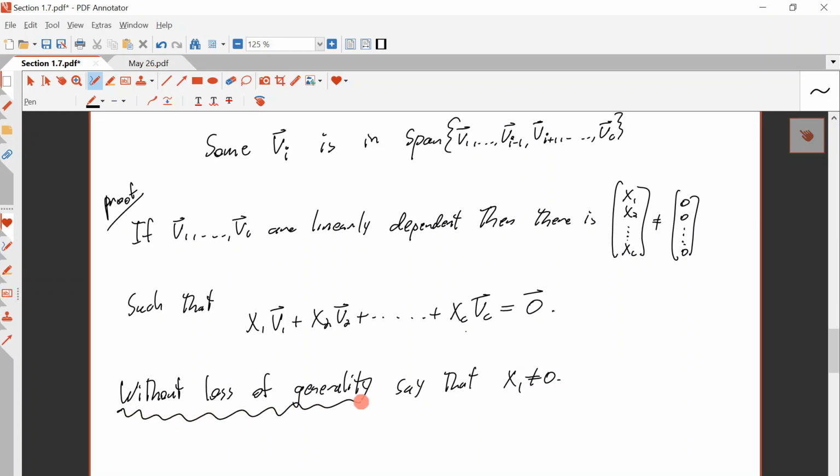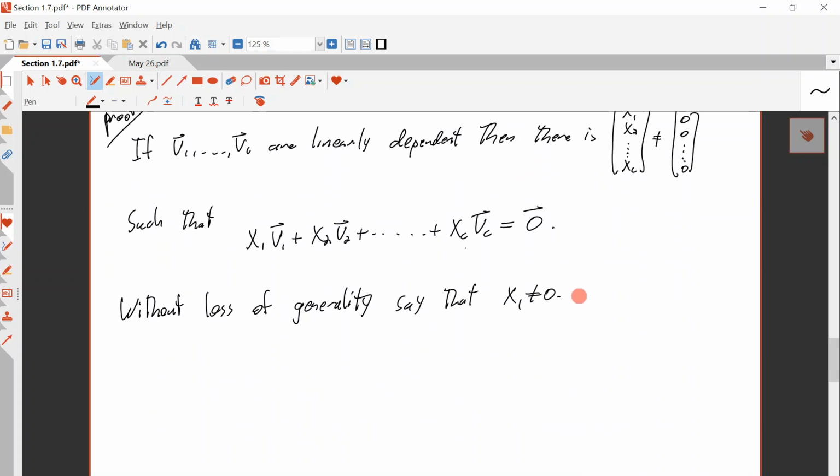And that's what I mean by without loss of generality, because if x1 were equal to 0, I could switch x1 and v1 with some other vector in the middle that doesn't have a 0 coefficient, and then x1 is not 0. Okay, so without loss of generality, say that x1 is not equal to 0.